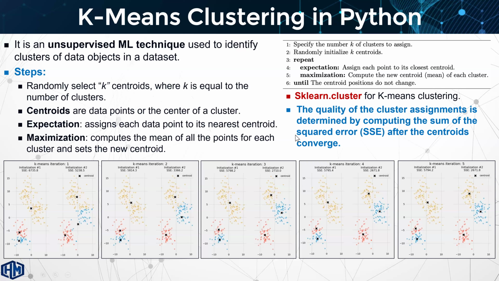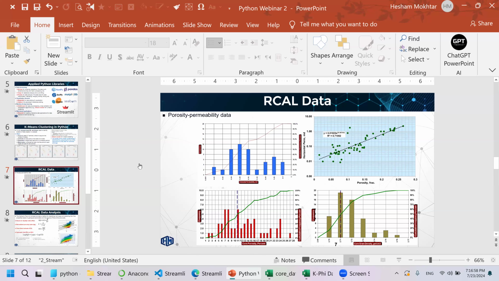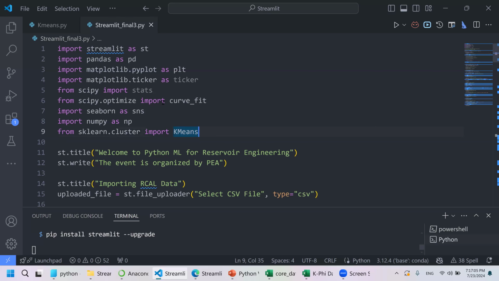So this is the data set. As mentioned, we will use this code to generate a similar plot like this. We will display histograms for all inputs using a Streamlit web app, and we will highlight our clusters. So back to this code, after the importing of libraries, as you can see.